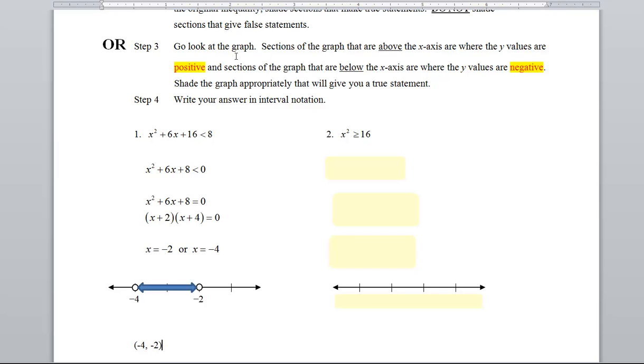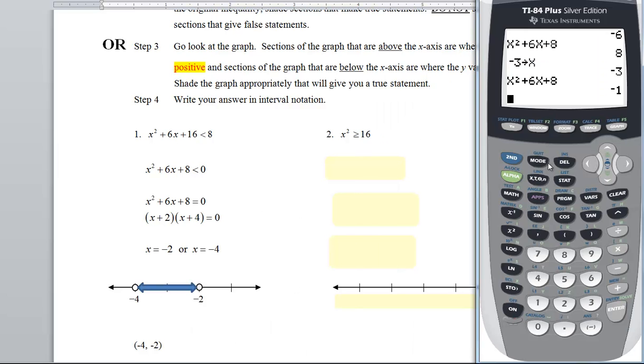So what I want to look at right now is step 3. It says go look at the graph. So I'm going to type in x squared plus 6x plus 8 into my calculator. Clear that off. X squared plus 6x plus 8. Ask it to graph.